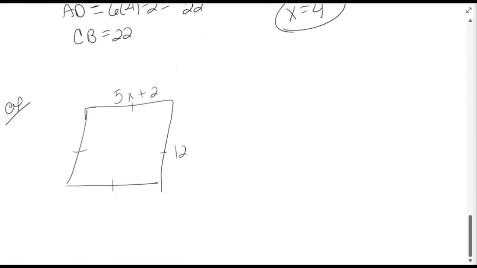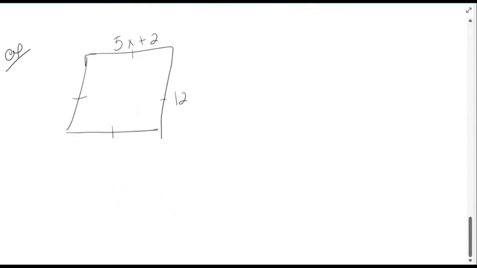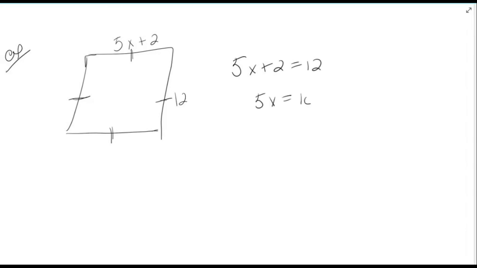All right, one last example. If you have to find the sides of a rhombus, again, the sides are all congruent, just like a square. So all you have to do is set them equal to each other and solve. So 5x would equal 10, x would equal 2.